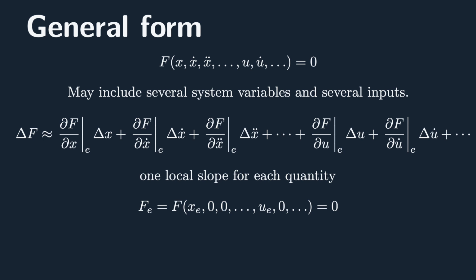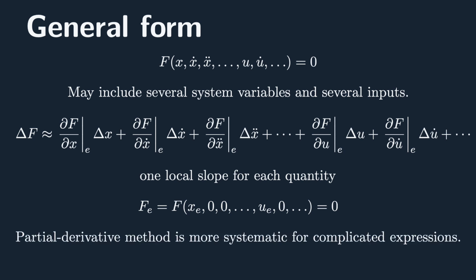The substitution method also works more generally. We substitute the equilibrium values plus deviations into the equation, then approximate the nonlinear parts so that the final equation is linear in its deviations. For complicated expressions, this can become messy. The partial derivative method is usually the more systematic way to get the same local linear results.